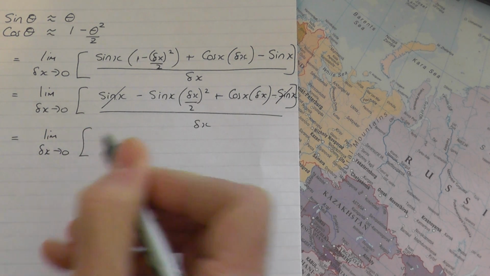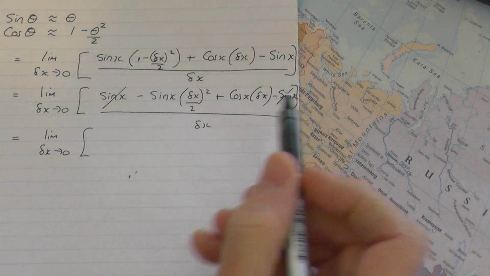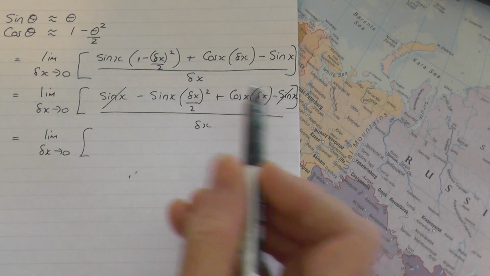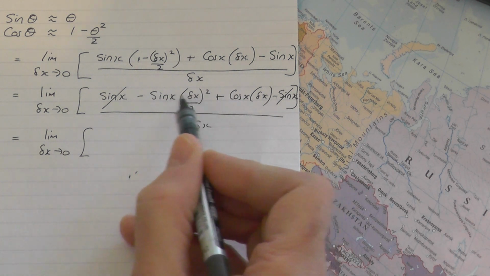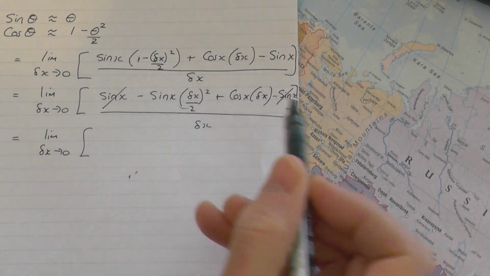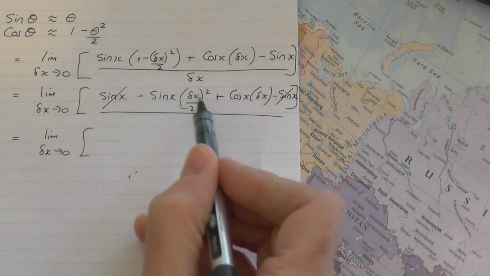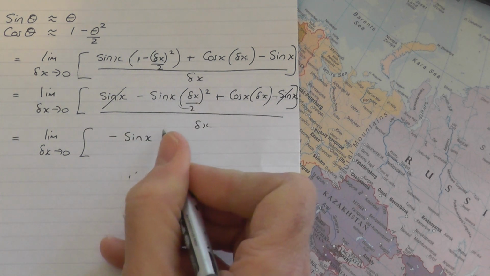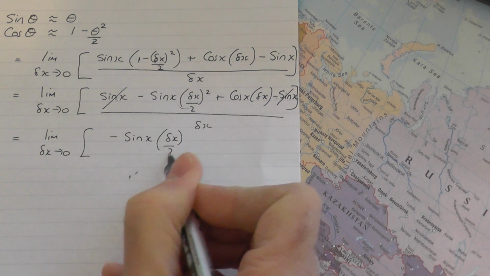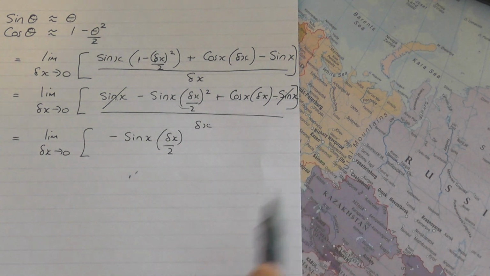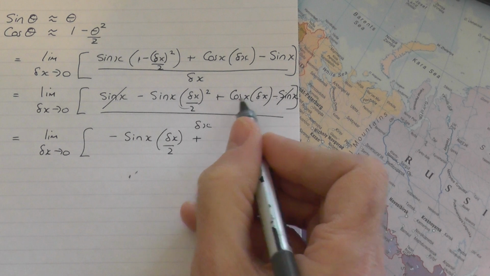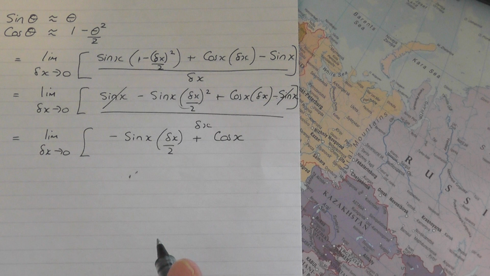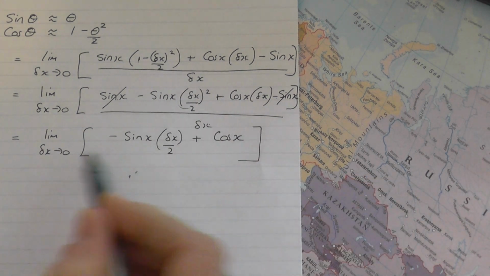And we end up with the limit as delta x tends to 0 of, and what we're going to do now is simply take this top line and divide it by the delta x. So remember, this is sine x multiplied by this thing squared over 2. So if I divide this by delta x, you're going to get minus sine of x, multiplied by delta x over 2. The square cancels with that. Plus, the cos of x delta x cancels with the delta x. So you just get cos of x, and everything else is gone. So we get to there.